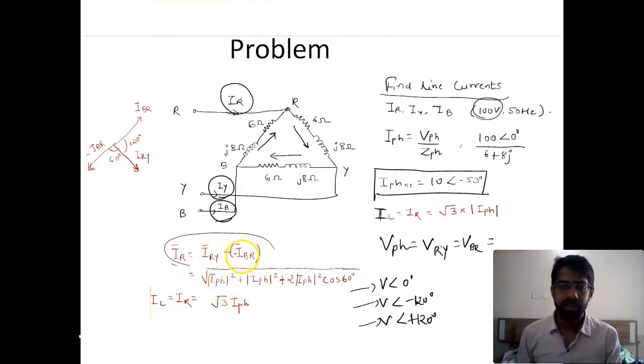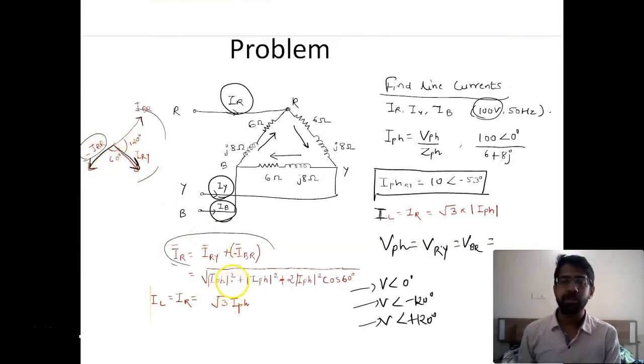Because these are vectors, we can solve these by the vector formula of subtraction and addition. We have IRY plus minus of IBR. So you can see this vector diagram here. IRY is oriented in this direction. IBR is oriented in this direction. But we want minus of IBR. Minus of IBR. So we'll be taking this direction. The angle between minus IBR and IRY is 60 degrees, and we are adding these two vectors.